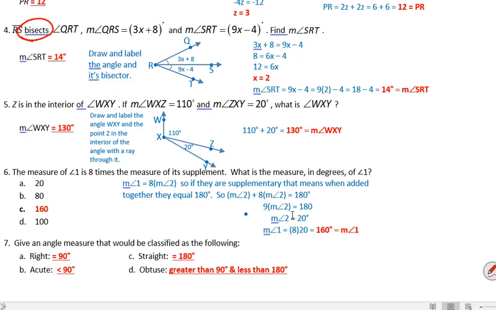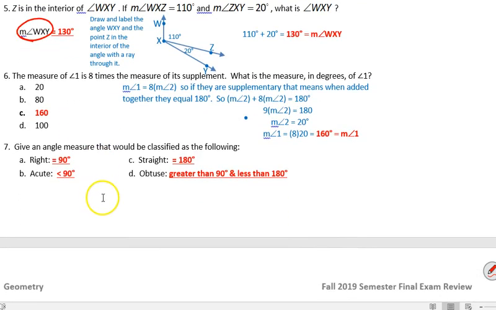As you guys are working through this, if you need to pause the video to do some of these drawings, then do that. Number 6, the measure of angle 1 is 8 times the measure of its supplement. Well, because it says supplement, we know that those two angles, when they're added together, have to equal 180 degrees.